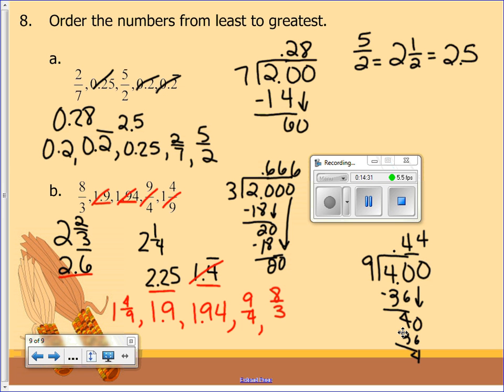So when you're asked to compare these numbers, put them in decimal form and then put them in their original format from least to greatest.